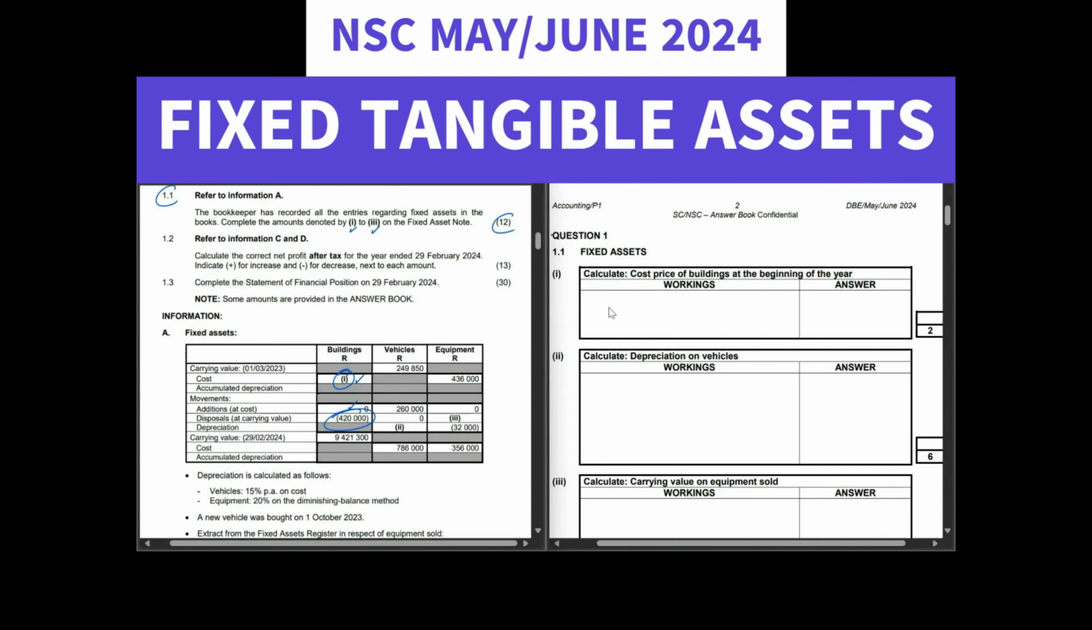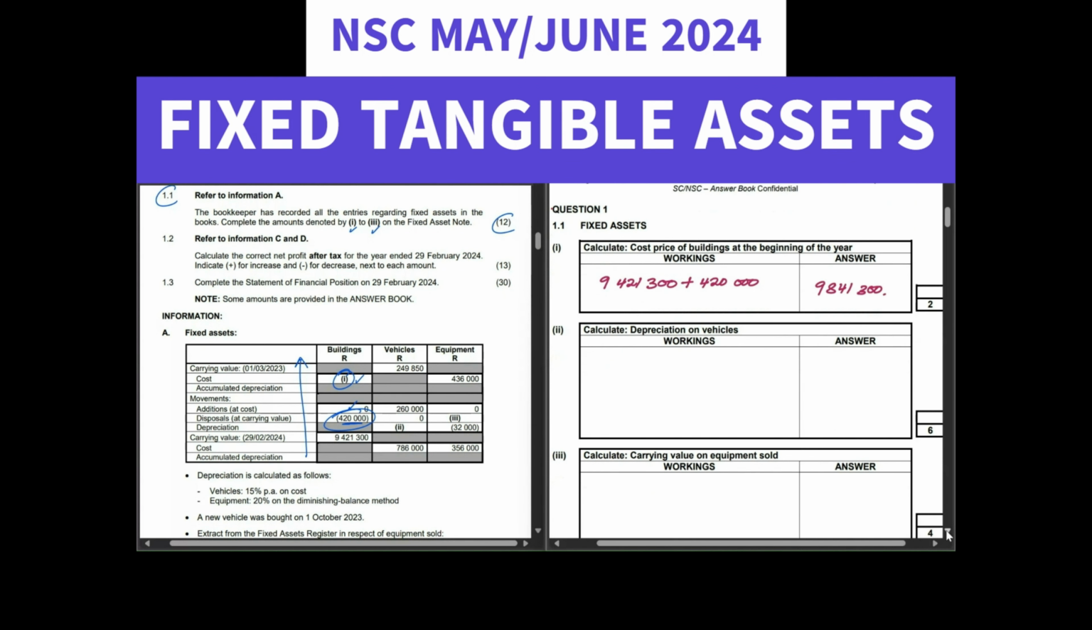So it's very simple. You can take your 9,421,300 here, right? And whenever we calculate from the bottom going up, you change the sign of the 420. So instead of it being a negative 420, you say plus 420,000. So it'd be 9,421,300 plus the 420,000. That would then give you your 9,841,300. Like that. Okay, let's go to the next one.